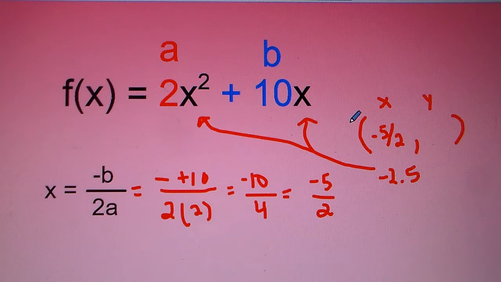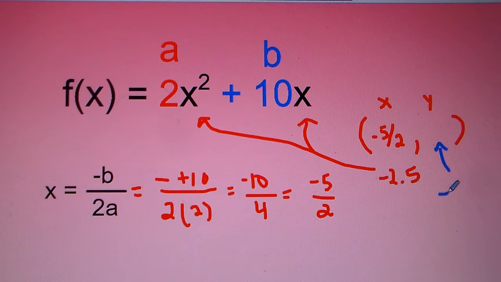So 2 times negative 2.5, close parentheses, squared, plus 10 parentheses, negative 2.5, close parentheses, and we're going to get negative 12.5. So my y value is negative 12.5.